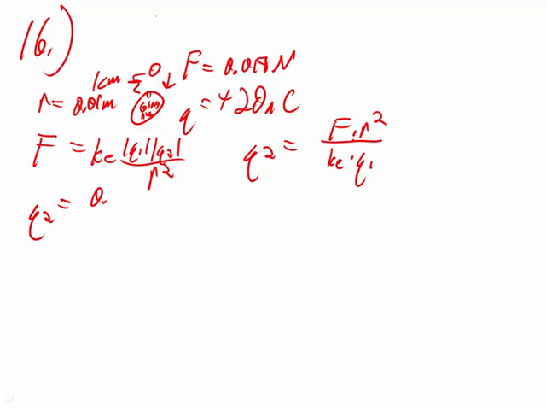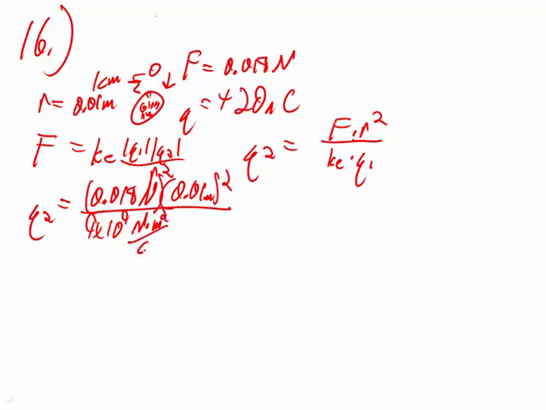So we've got 0.018 newtons times r squared, which is 0.01 meters squared, divided by 9 times 10 to the 9th newton meters squared per coulomb squared, times plus 20 nanocoulombs. Now, folks, you need to learn your prefixes. All right, so let's do the math. Let's make sure we've got everything set up right, because I boo-boo sometimes. We're going to try not to.